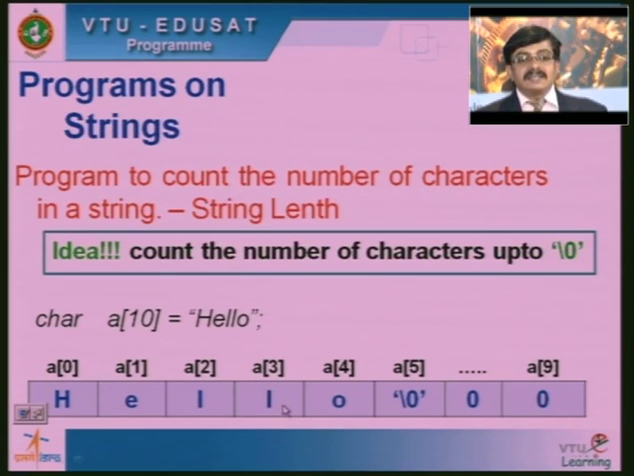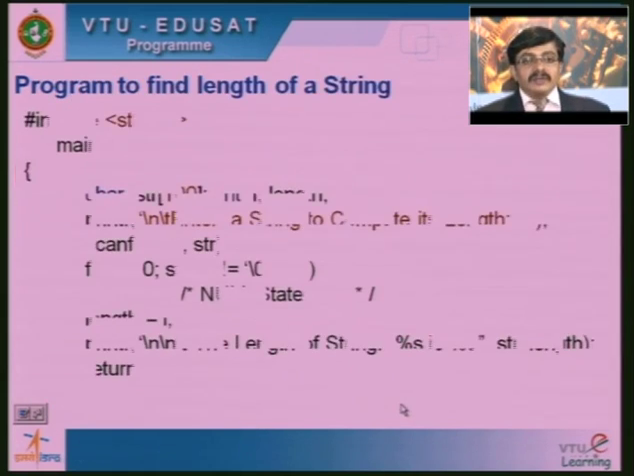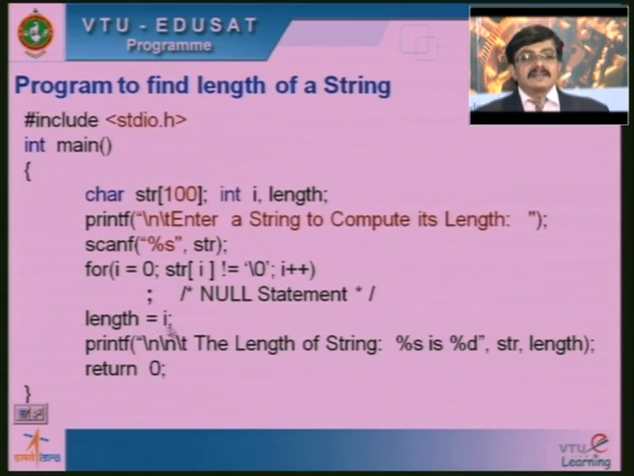When I is 3, it is L. When I is 4, it is O. When I is 5, it is a null character, so we come out of the loop. When you come out of the loop, what do we do? We assign the value of I into a variable called length. Now we will print the length of the string.